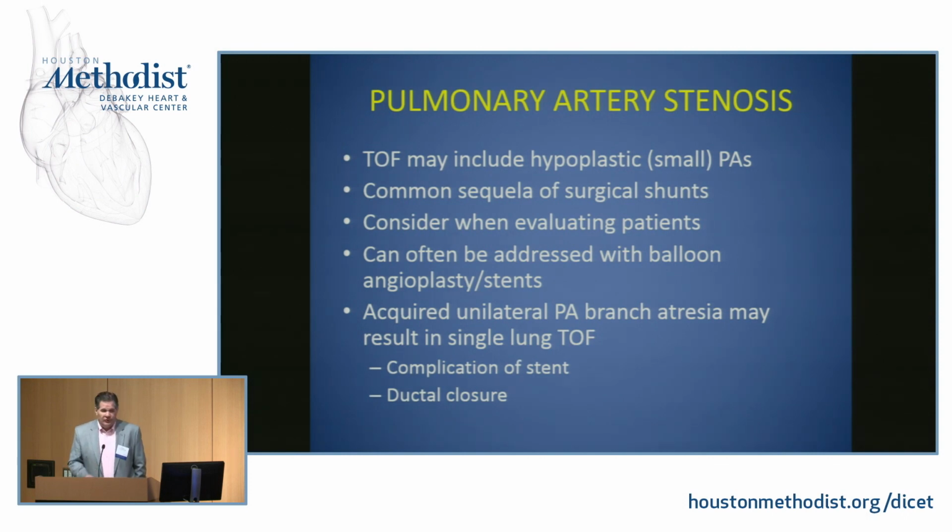Pulmonary artery stenosis needs to be considered. In Tetralogy, the lesion at birth may include hypoplastic pulmonary arteries. Pulmonary artery obstruction is also a common sequela of surgical shunts. We can often address this issue with balloon angioplasty or stent placement. There occasionally is unilateral pulmonary artery atresia related to a shunt, and an occasional patient with a single lung.